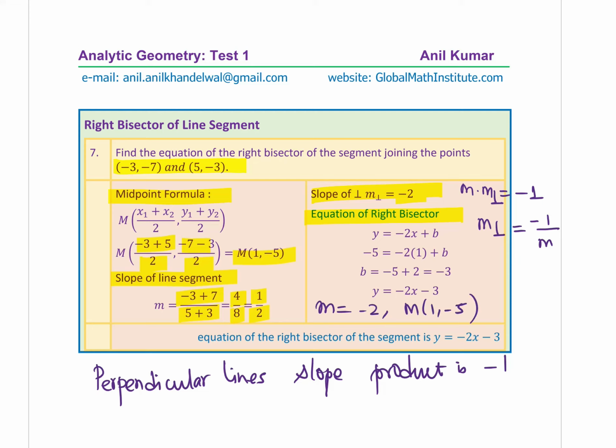With these 2 points, we can find the equation of the right bisector. So let y equal minus 2x plus b, since the slope is minus 2. To find the value of b, we'll substitute the midpoint values 1 and minus 5. And b is calculated as minus 3. And therefore, we get our equation, which is y equals minus 2x minus 3. Perfect. That is how the question is going to be solved.